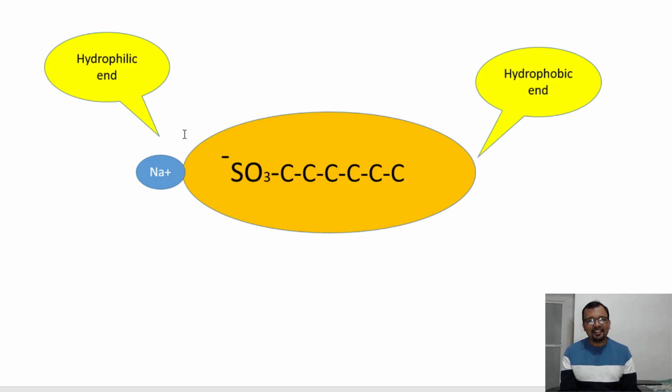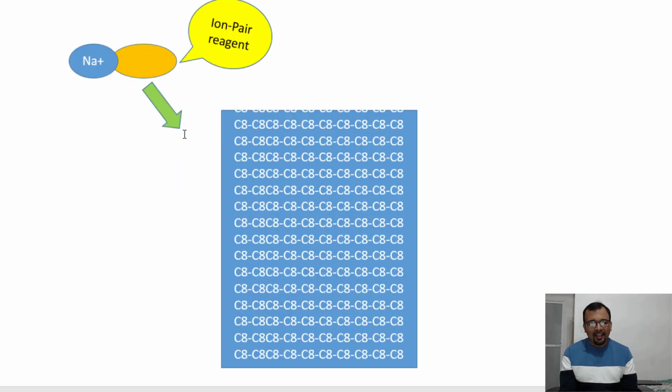Look at the slide and you will find that the ion pair reagent consists of two different ends. One end of the ion pair reagent is the hydrophobic end, and the other end is the hydrophilic end. So this is how the ion pair reagent can look. Now once you add the ion pair reagent into the mobile phase, for example hexane sulfonic acid, what is going to happen?